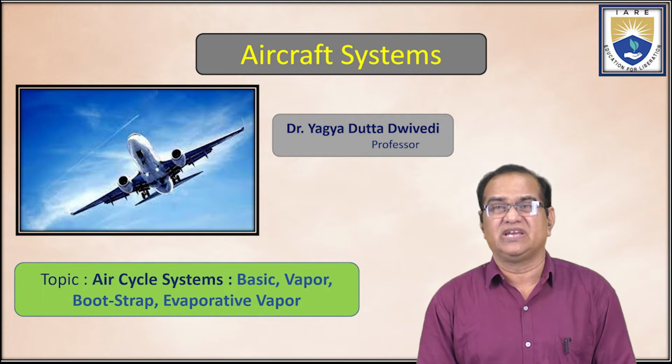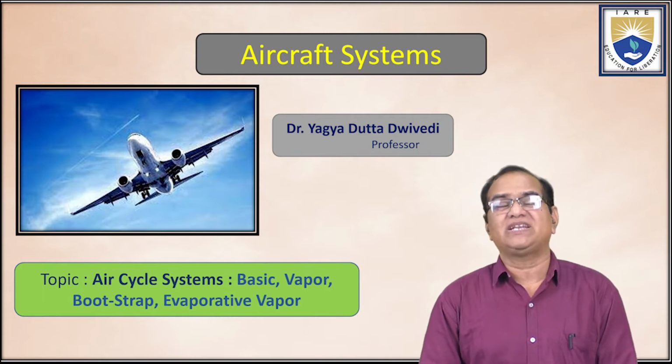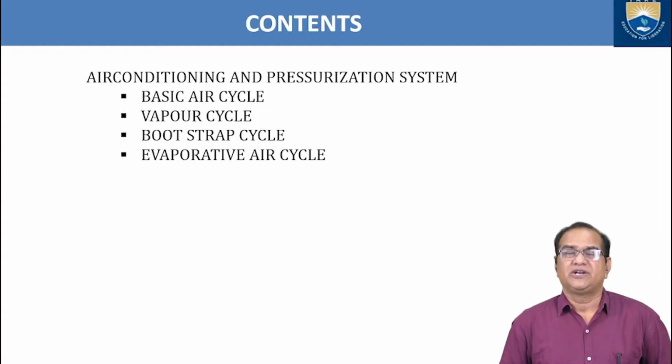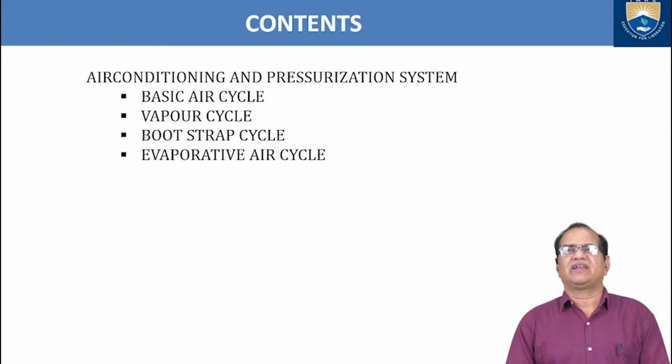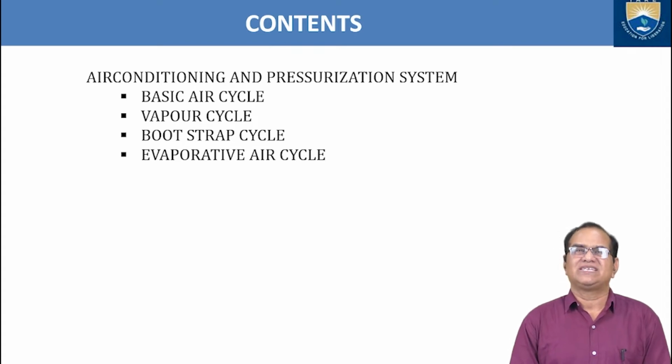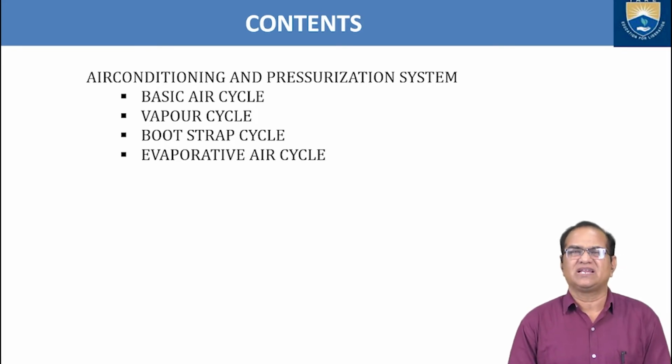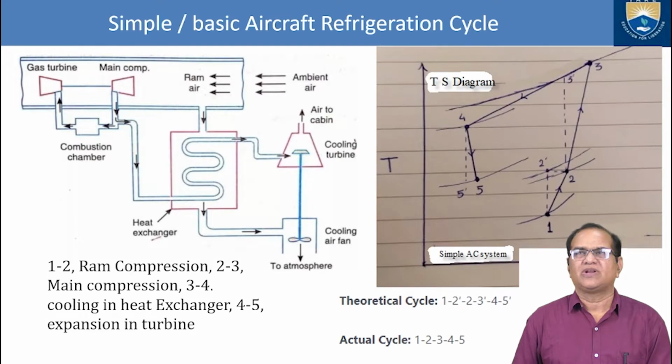It is related to refrigeration and air conditioning of the system, and why it is so necessary, that also we have to see. In today's class, I am going to discuss the air conditioning and pressurization system of the aircraft. In this, we can see the basic air cycle, then the vapor cycle, then the bootstrap cycle, then we can go to evaporative air cycle systems, and I will be discussing these in today's class.